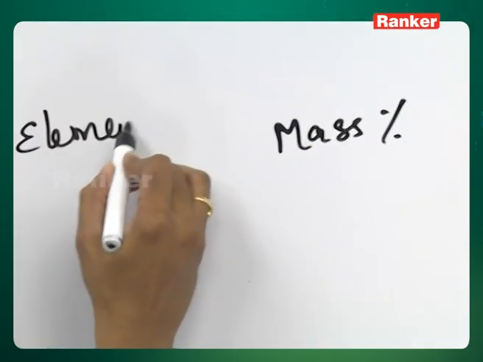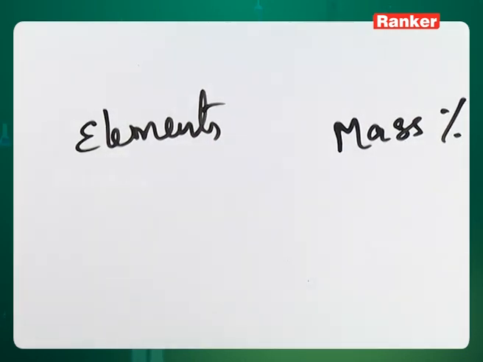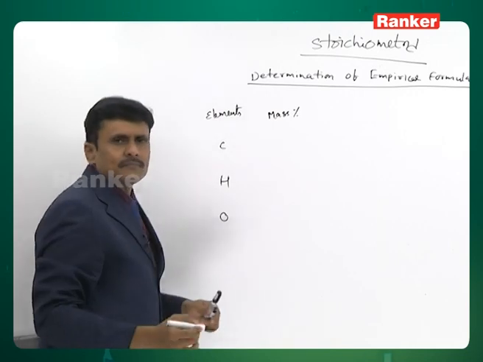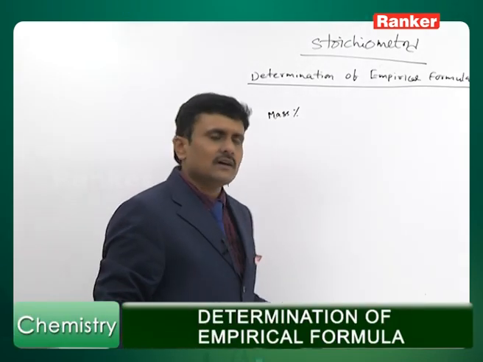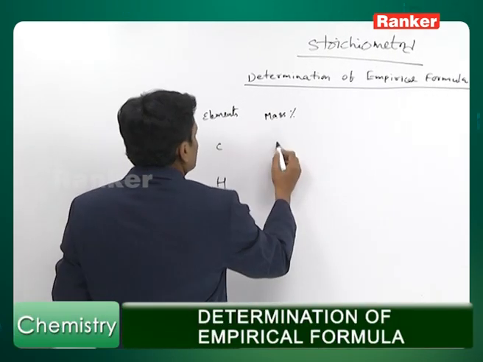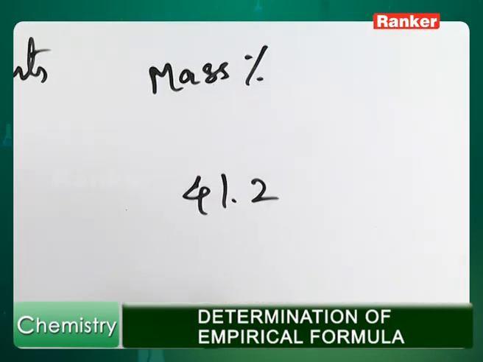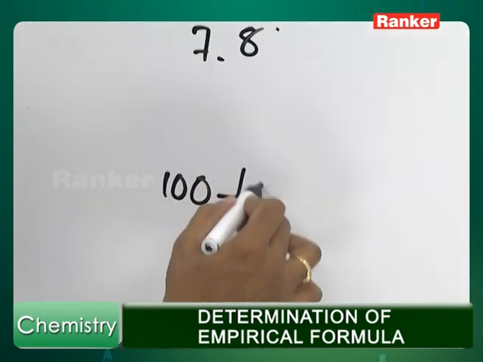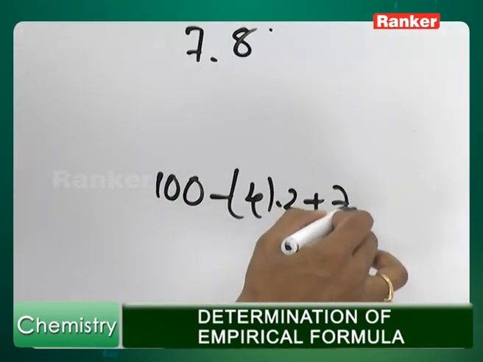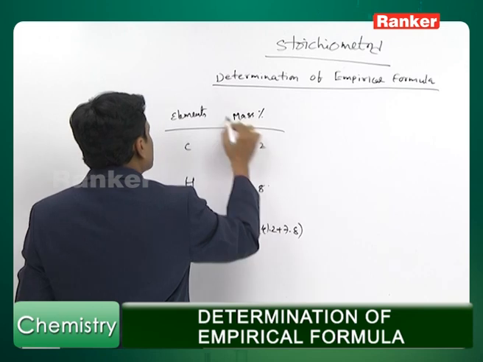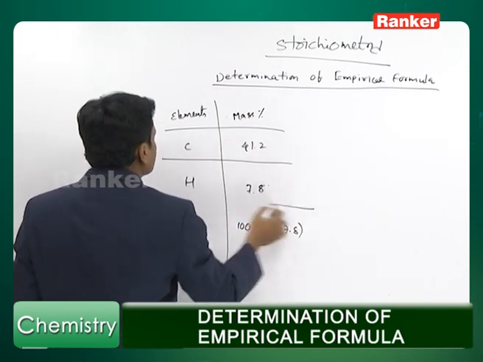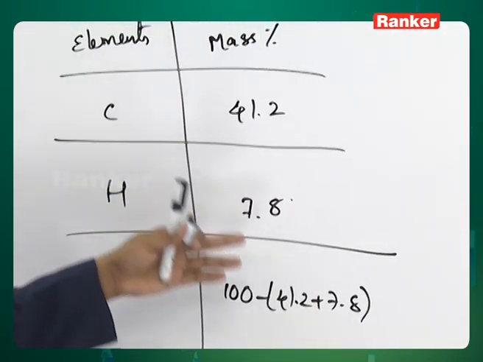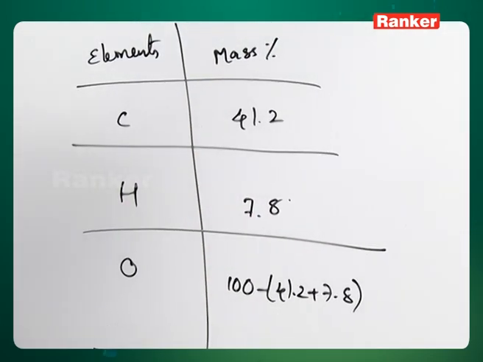Suppose there is a compound which has the elements, say carbon, hydrogen and oxygen, whose mass percentages are given to us as 41.2, 7.8, and the remaining 100 minus (41.2 plus 7.8). Now these are the mass percentages of each element in a given compound. When this data is provided, you can find out the empirical formula.